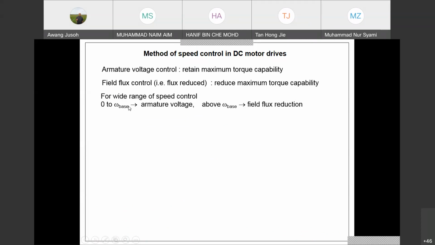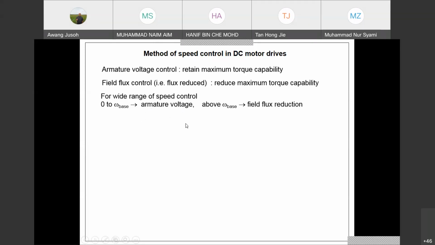For a wide range of speed control of a DC motor, from 0 to base speed, what do you have to do? In order to control the speed, you just change the terminal voltage. For example, you have a motor with rated speed of 1000 RPM. Simple example. That means from 0 to 1000 RPM, we can change the terminal voltage from 0 to rated voltage. How much rated voltage depends on your motor. If your motor rated voltage is 200 volts, that means you increase from 0 to 200 volts, representing 1000 RPM just now.